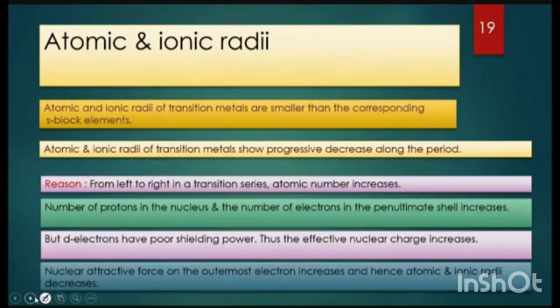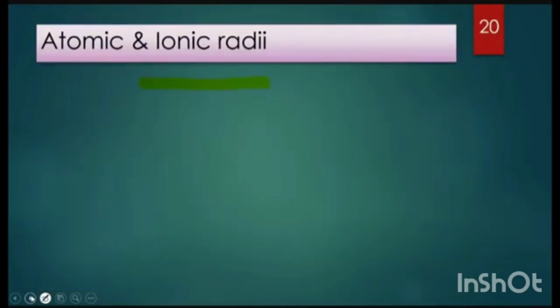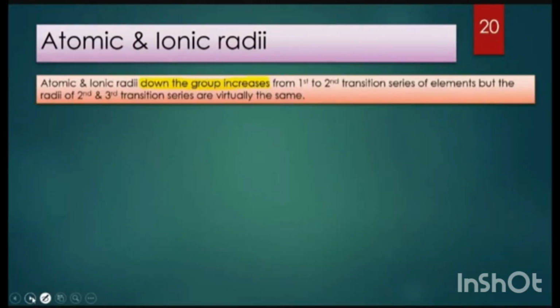So nuclear attractive force on the outermost electron increases as a result of the poor shielding effect of d electrons. So the effective nuclear charge increases, and hence atomic and ionic radii decrease. When the electrons present in the d orbital fail to overcome the force of attraction exerted by the nucleus, they are greatly pulled by the nucleus towards itself. That leads to a decrease in atomic and ionic radii. And that was the story about the atomic and ionic radii along the period.